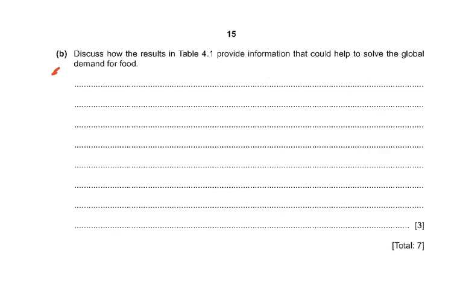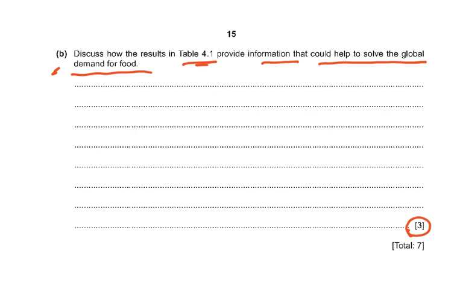Then coming to the B part of the question, which has 3 marks, always look at the marks first and then decide what you're going to write. Discuss how the results in table 4.1 provide information that could help to solve the global demand for food. Well, A and B kill larvae. So if they kill the larvae, then this genetic modification will increase the yield of food from potatoes.